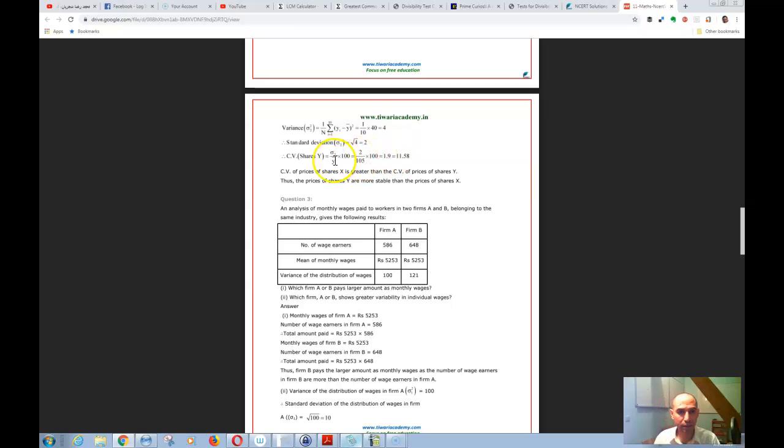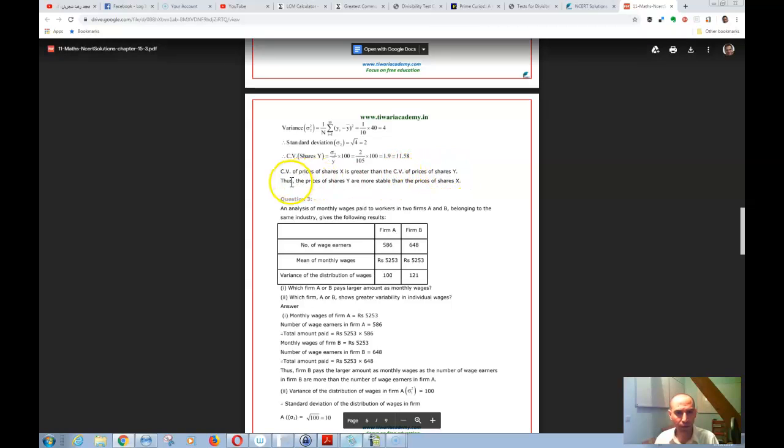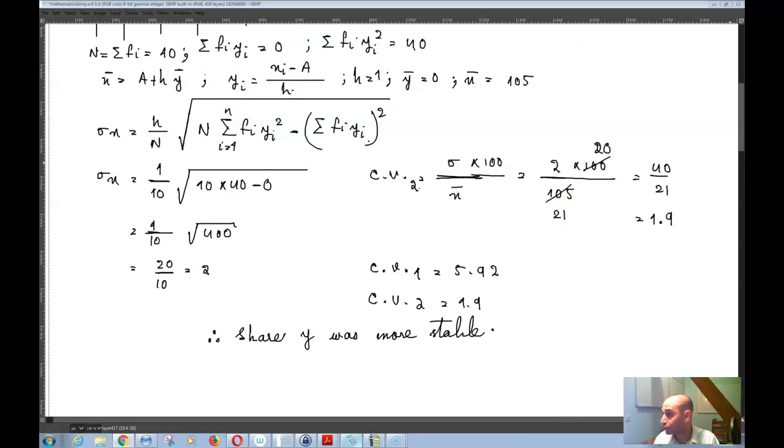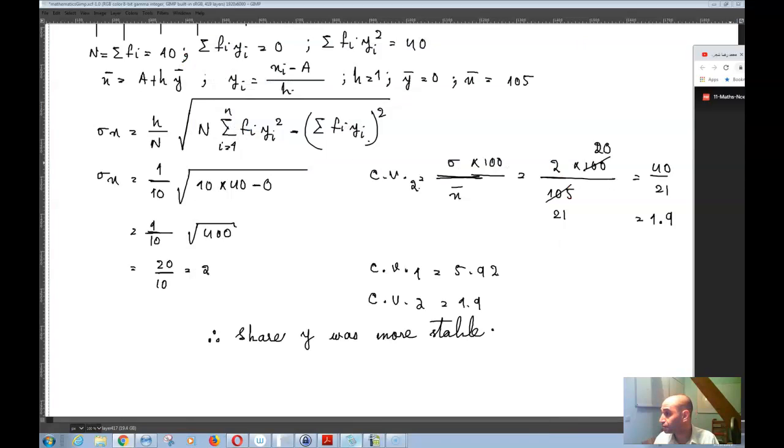So it says that the coefficient of variation of prices of shares X is greater than the coefficient of variation of prices of shares Y. Thus, the prices of shares Y are more stable than the prices of shares X. So that's basically that.